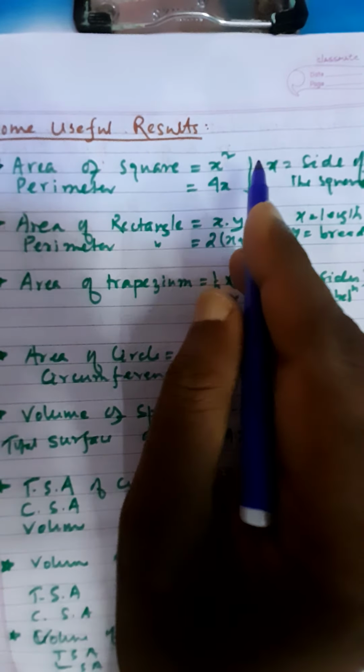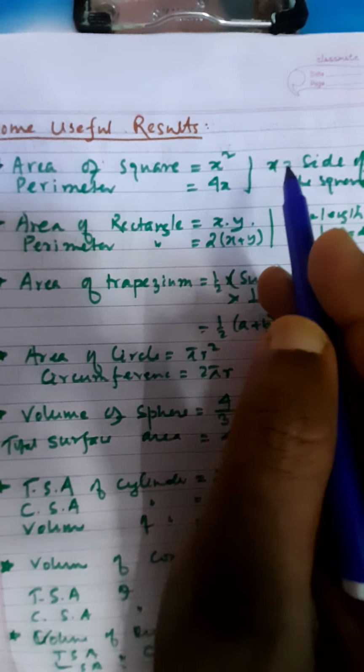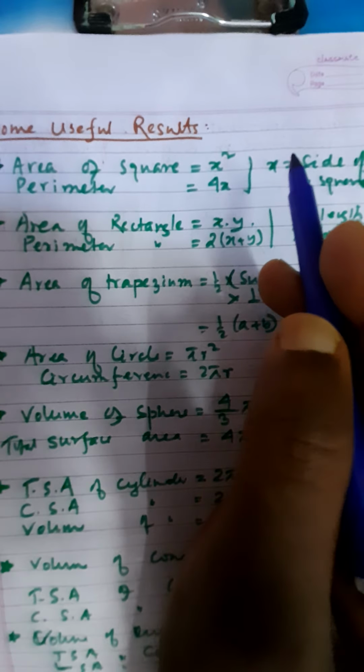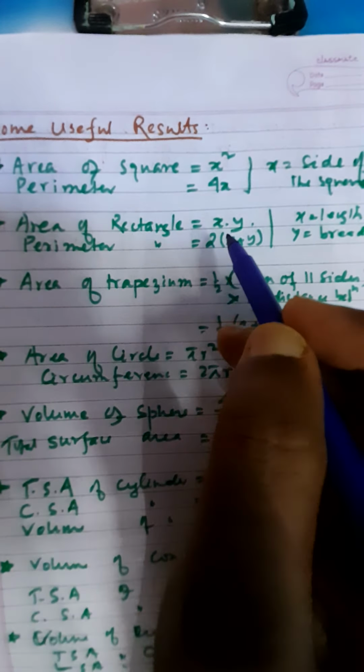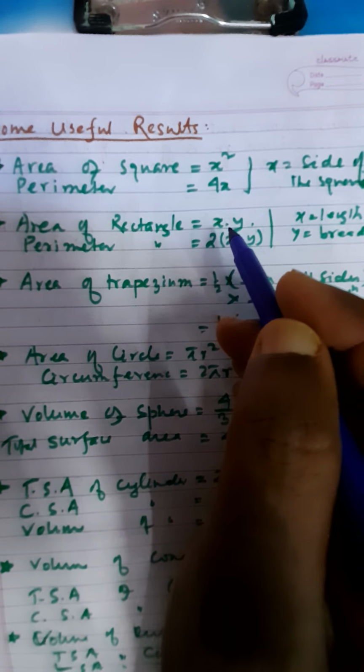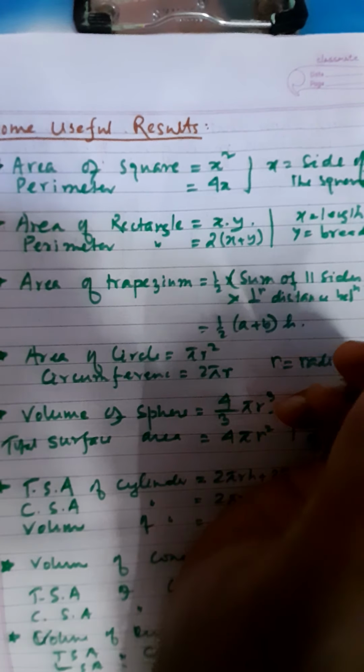Area of a square is x square, perimeter is 4x, if x is the length of the side. Okay, x is the side of the square. Area of a rectangle, what is the area of a rectangle? Length into breadth. If x is the length, y is the breadth, you can write xy. Perimeter is 2 into (x plus y).